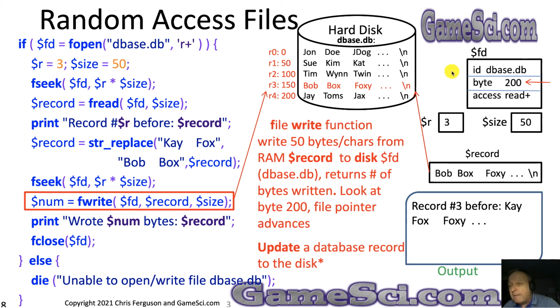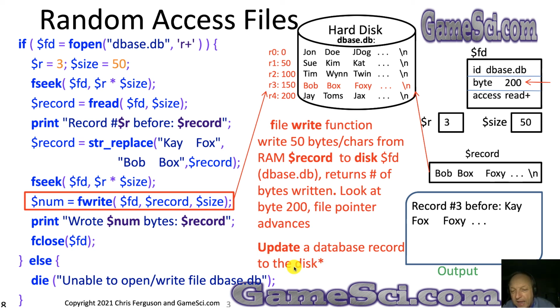Look again, we're at byte 200 again. I went to this position in the file, 150. I wrote out 50 bytes, and then the file pointer moved down to the next line, or byte 200. What we just did is we did an update of a database record to disk.